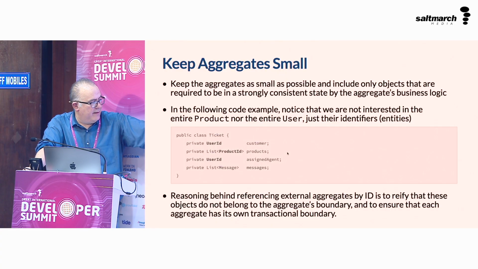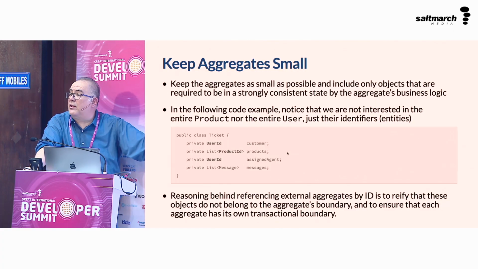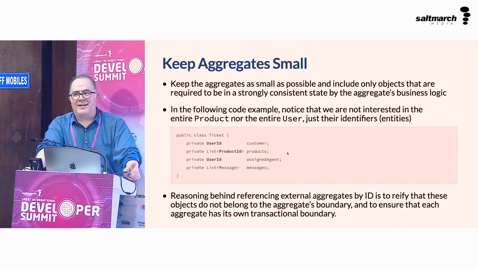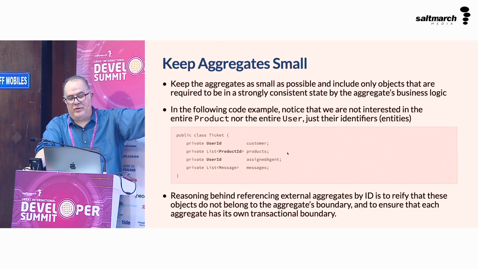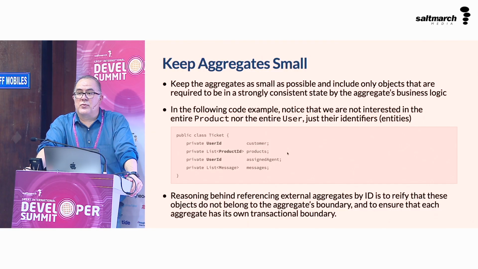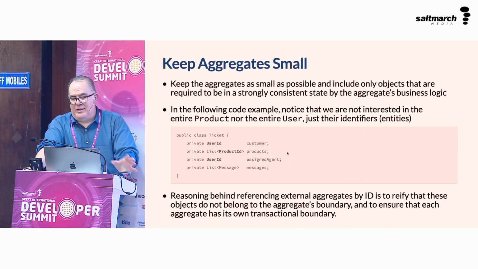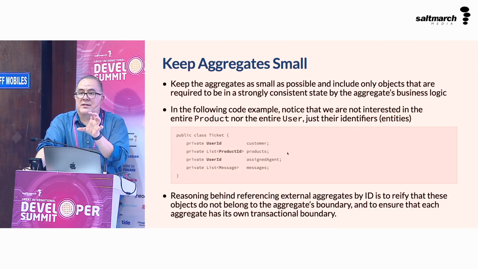So here's an example, right? That ticket. Notice the customer is just using the user ID. Notice the products are just using the product ID. Notice the agent is just using the user ID, but when you take a look at the messages, that's being referenced to an actual message. Because what you don't want within your domain is huge object graphs that are really hard to manage.